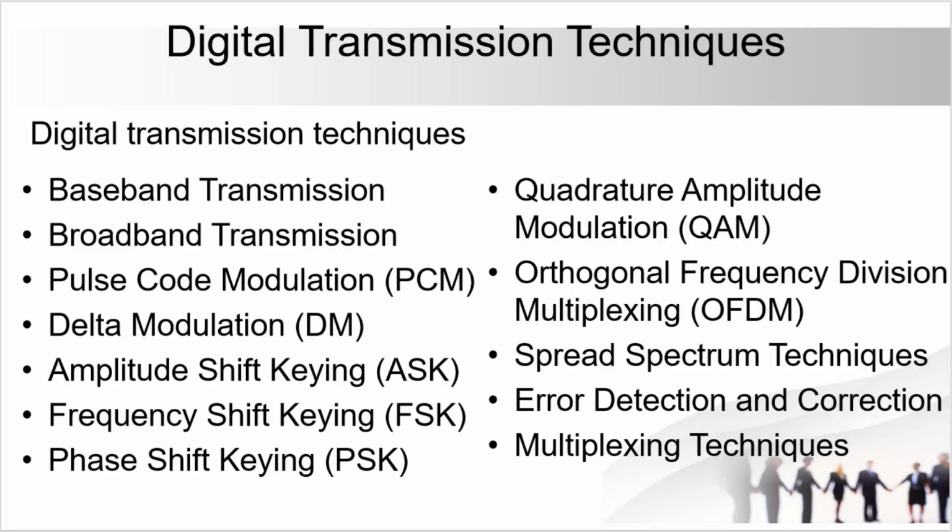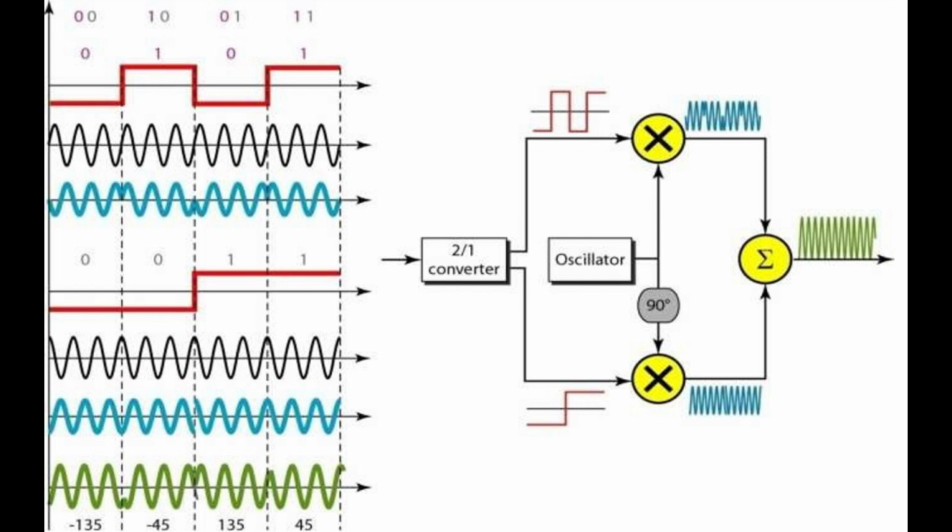So we continue to point number 8, quadrature amplitude modulation, or we can call QAM. QAM combines both amplitude and phase variation to encode digital data, allowing for more bits to be transmitted per symbol. For example, 16 QAM uses 16 different signal combinations of amplitude and phase.